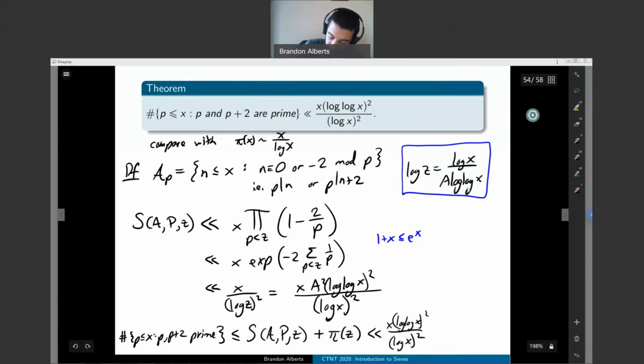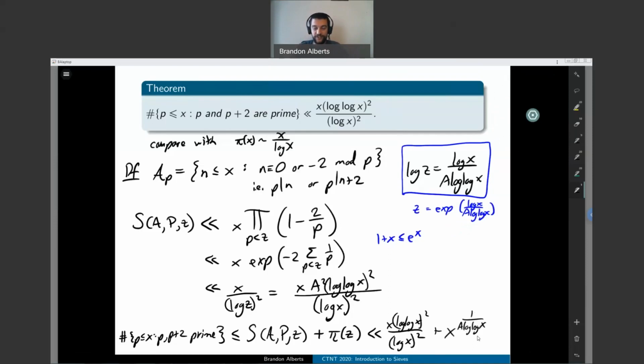So I'll write in blue when I solve for z. z is exponential of log x over A log log x, which is x. I won't write it here. The exponential and one of the logs can cancel out. This is x to the 1 over A log log x. And, well, as x grows, this exponent is going to decrease, tending to 0. So this is certainly smaller than x to the 1. It's in fact smaller than x to the 1/2. And so it's definitely smaller than this term.